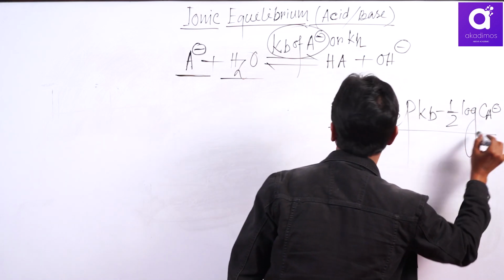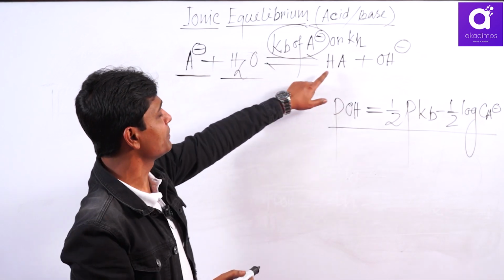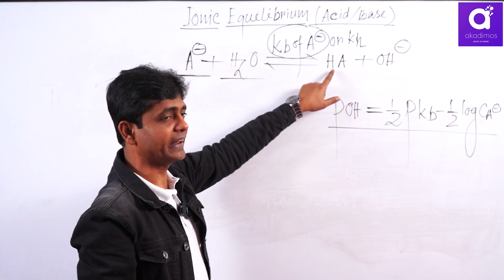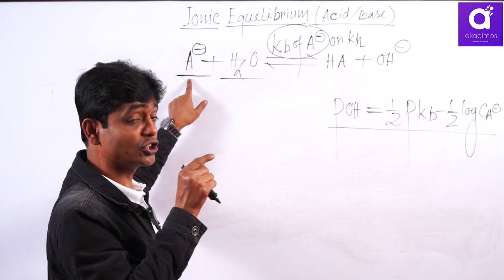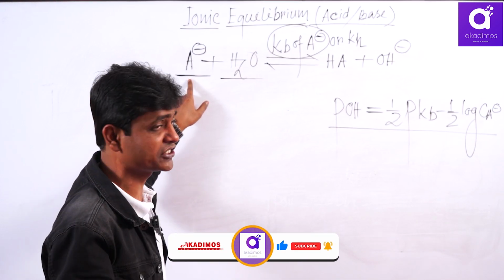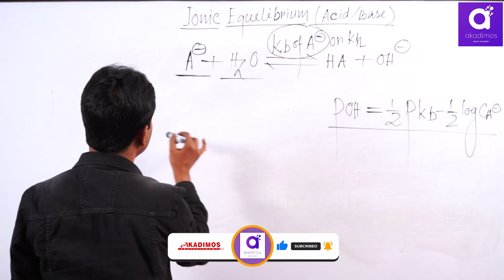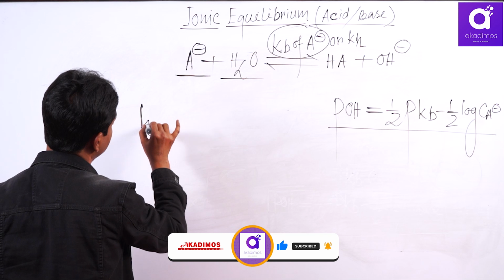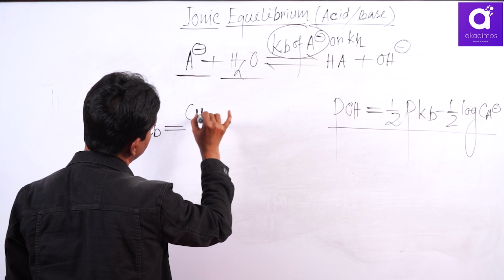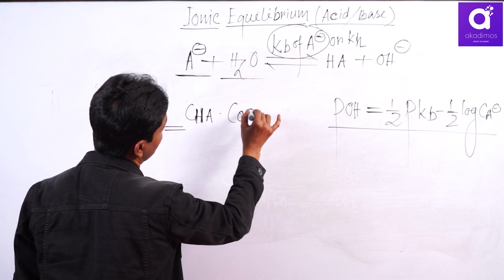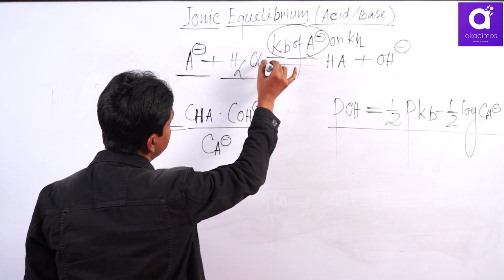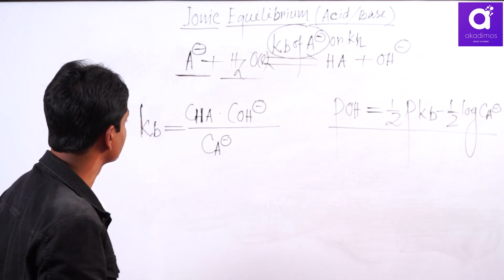Done. Now the question is, if Ka of HA is given, how will you get Kb? Remember, Ka of any acid and Kb of its conjugate base are not independent variables, they are related. There is a mathematical restriction that I am going to show you. It is the Kb of A minus. Kb is equal to concentration of HA into concentration of OH minus divided by concentration of A minus. Since water is a pure liquid, its activity is 1, so concentration 1 is taken.